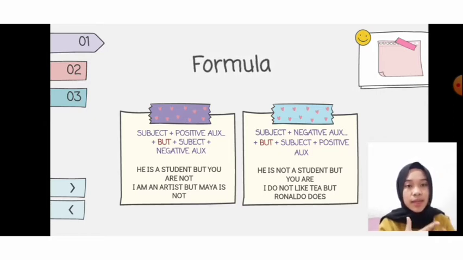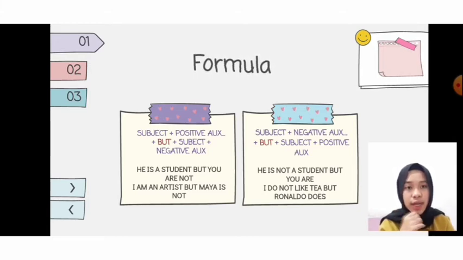For example, he is a student but you are not. Jadi kalimat yang pertama itu berkontekskan positif. He is a student. But lalu diikuti dengan kalimat yang berkontekskan negatif sesudah but.